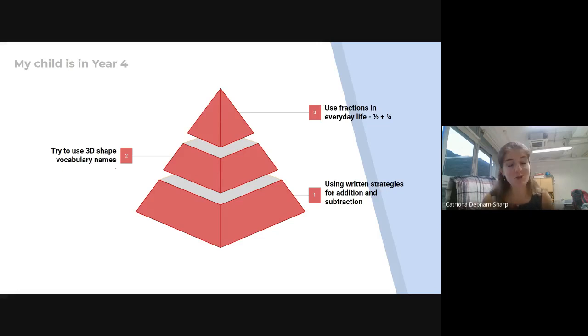Now, that does seem very tricky, I know, but some children would do half, add a quarter, and then they would get a sixth. Well, actually, if we think about a sixth, that is smaller than a half and a quarter. And then knowing that that doesn't actually make sense and seeing it visually really helps the children. Okay, so those are the 3 top tips for year 4.